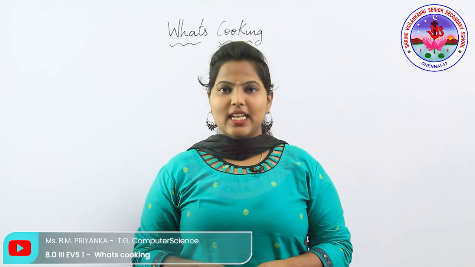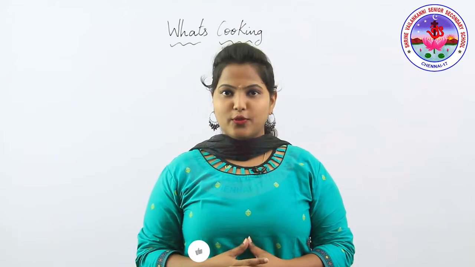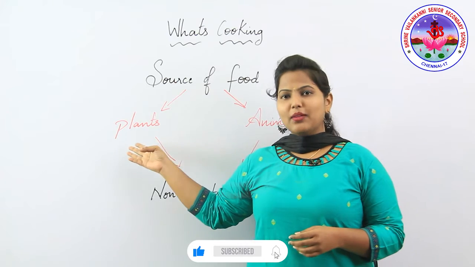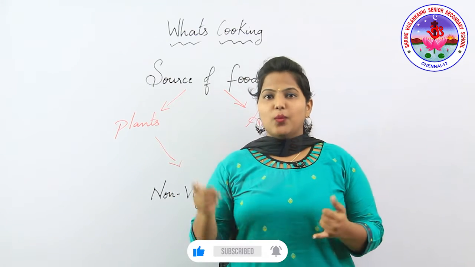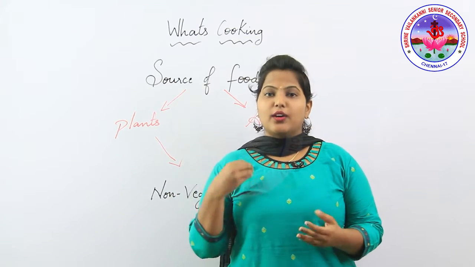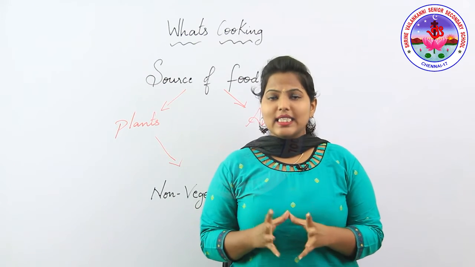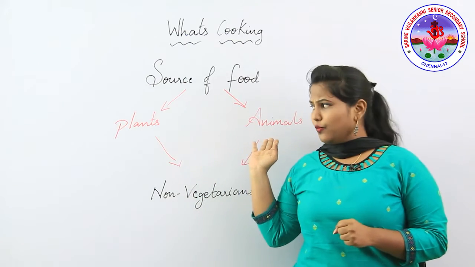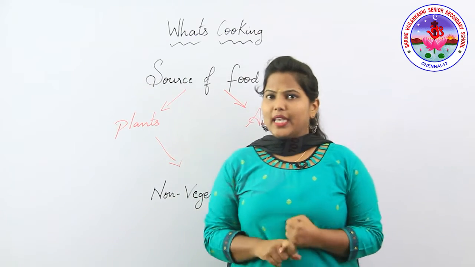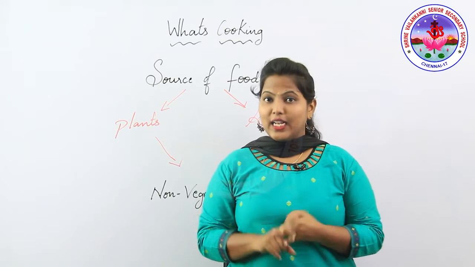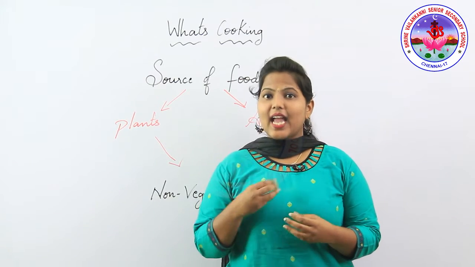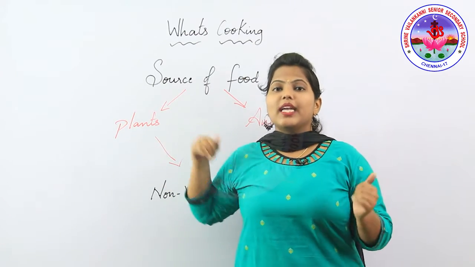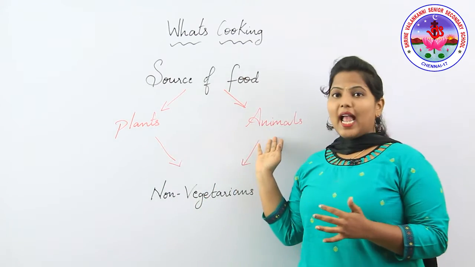So in this lesson, let us see the source of our food. We get food from plants as well as from animals. From plants we get rice, wheat, fruits and vegetables. All these things come from plants. We also get food from animals. For example, we get milk from the cow, the hen gives us eggs, and we get meat from fish also. So we get food not only from plants but also from animals.